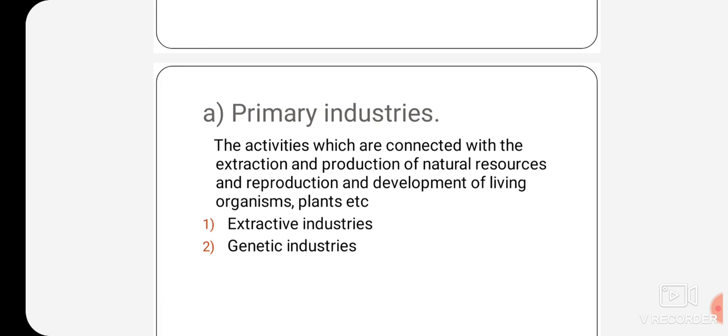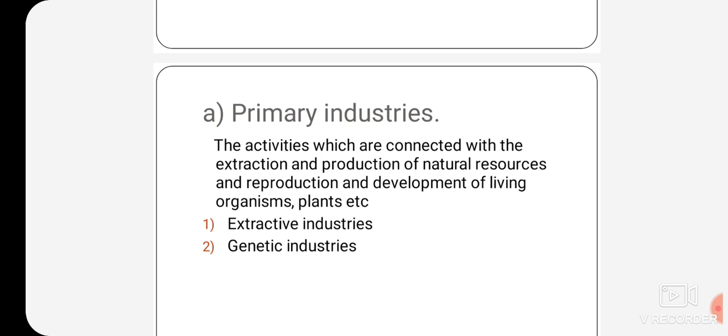These are some examples of primary industries. Again, these primary industries are going to be studied under the following two heads, that is extractive industries and genetic industries. The question comes, what do you mean by extractive industries? Extractive industries are those industries which deal with extraction and refinement of natural resources.